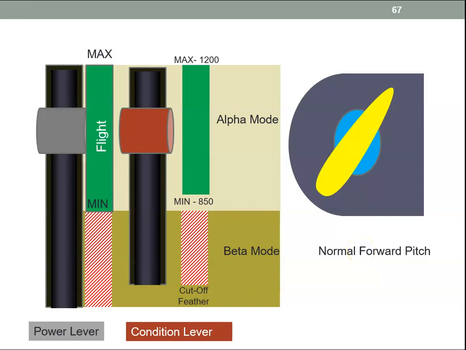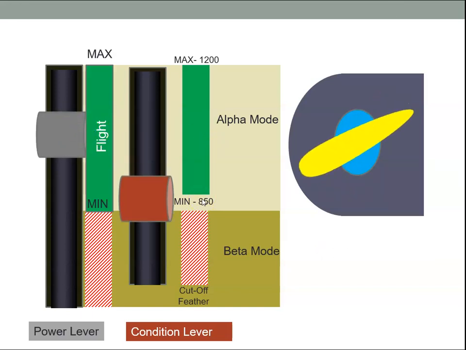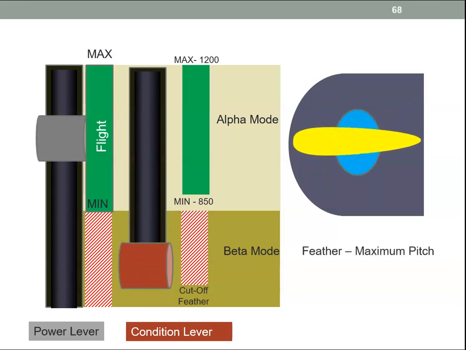When we look at turboprop aircraft, for example, we can control the pitch of the prop using the condition lever or sometimes using the power lever. So, for example, if I want to go to the maximum coarse angle, which is feather, I can bring the condition lever all the way back here to feather.